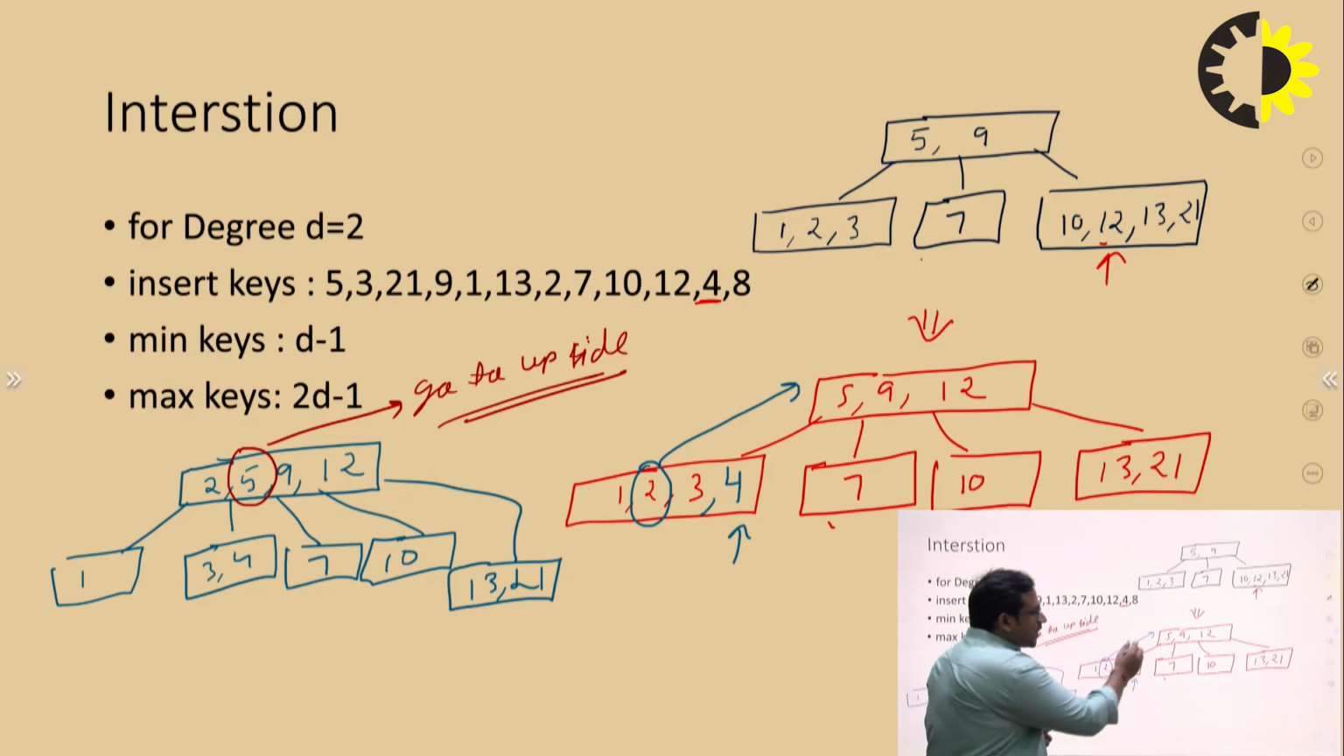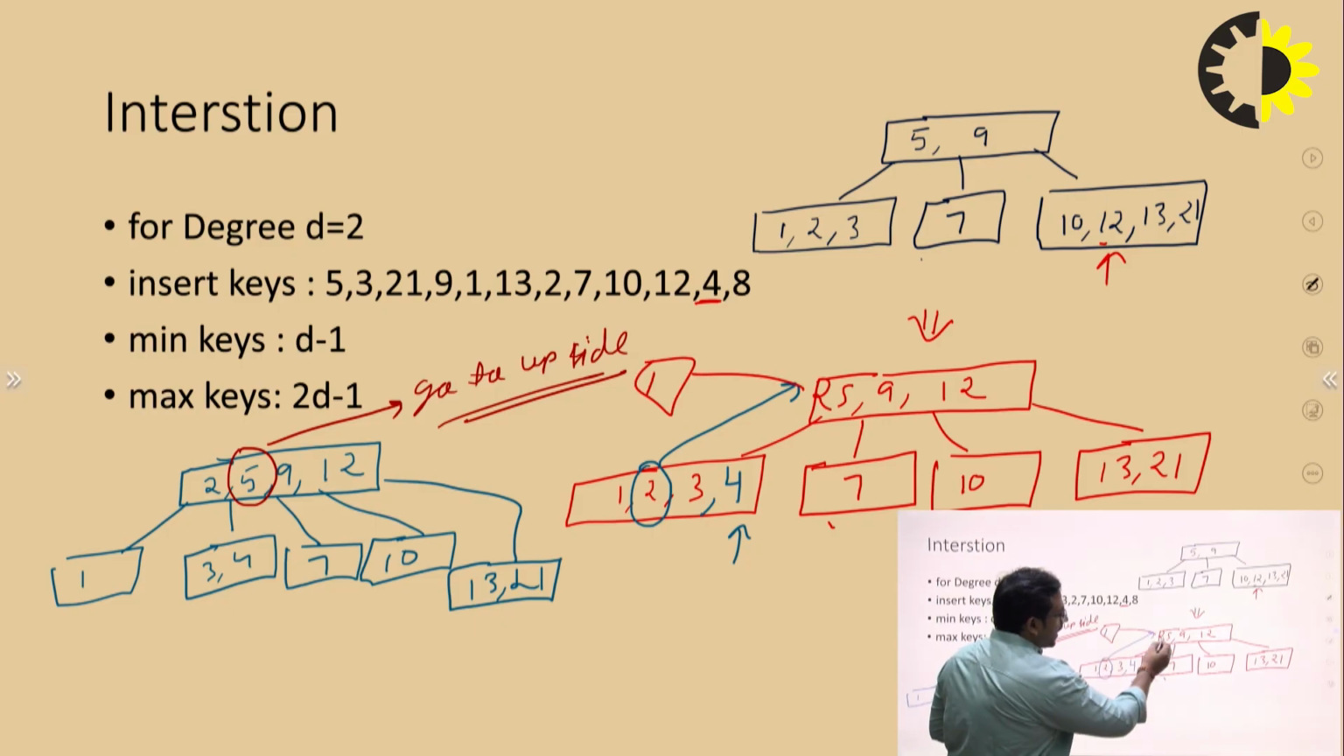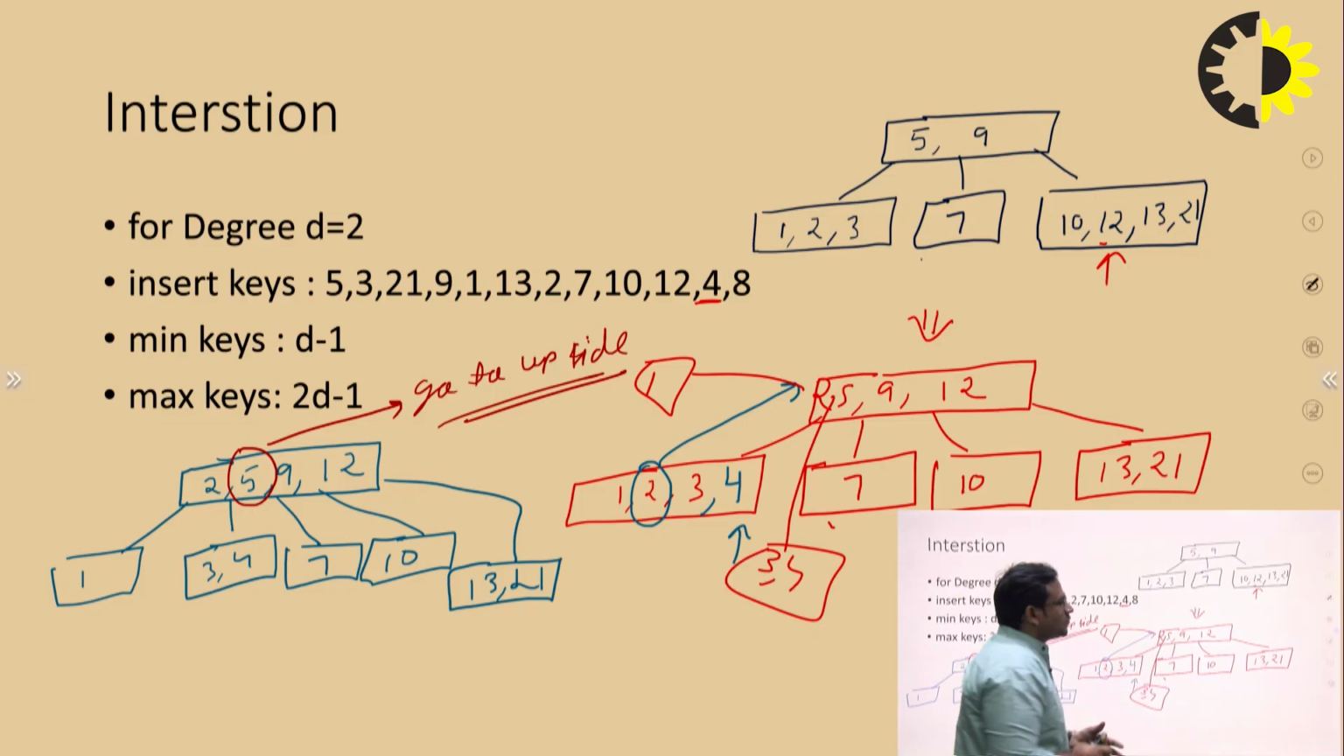When 2 goes to the upper side here, 2's left child is basically 1 and 2's right child is 3, 4. But the upper side also has a 4th element, which is greater than the maximum number of elements. So what we have to do, you can see it is happening here, right?